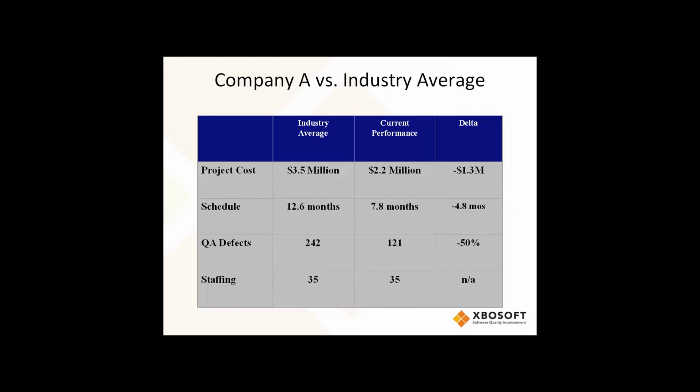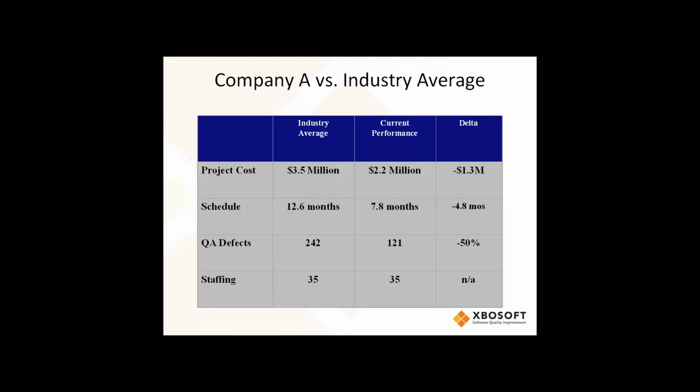And we found that for their cluster of projects, which averaged about 400,000 to 500,000 lines of code, they were building it at about a $2.2 million cost, which was $1.3 million cheaper than the industry average of $3.5 million. They were finishing at about 7.8 months compared to an industry average of 12.5 months. So almost a full 5 months faster. Their defects found during QA, which is that latter 1/3 of their Rayleigh curve, was only 121 bugs that had to be found and fixed compared to an industry average curve, which was 242.